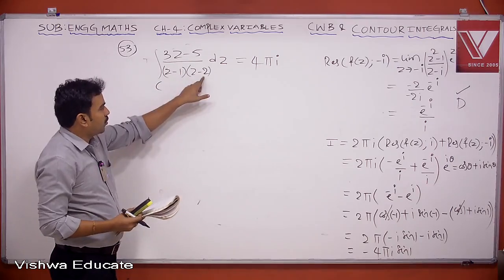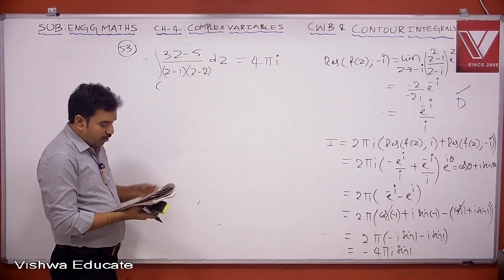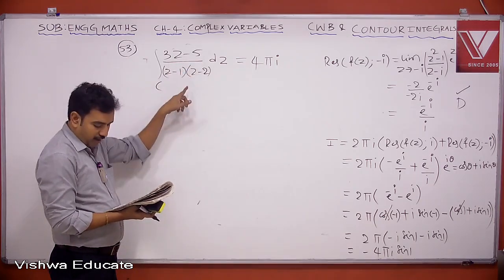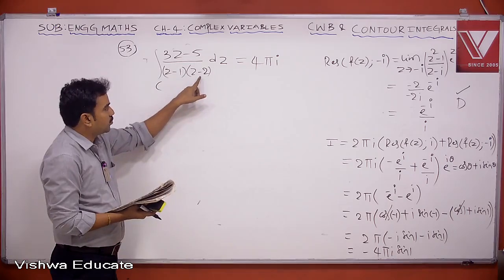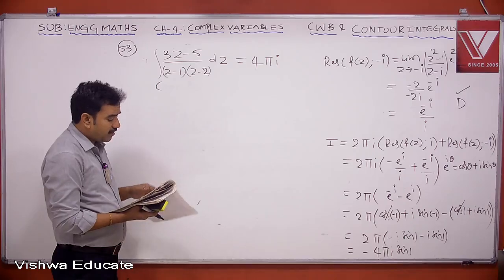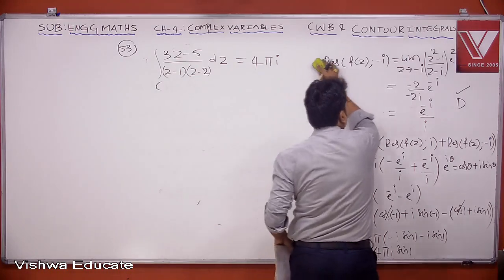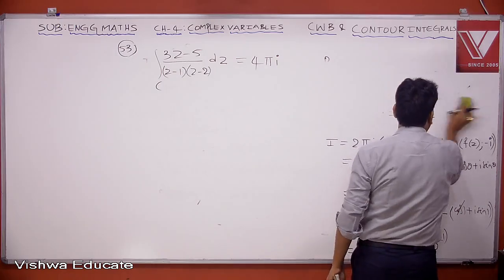Here two singular points are there, 1 and 2. So this integral, the integral of (3z minus 5) by (z minus 1)(z minus 2) dz over C, is equal to 4 pi i. The correct path of C is, the options are very different. Very interesting question this is.